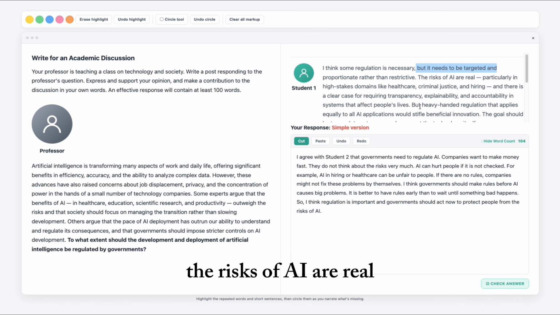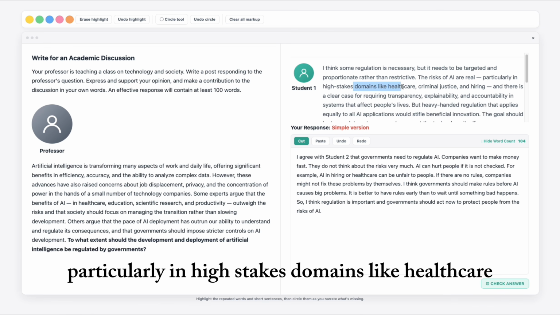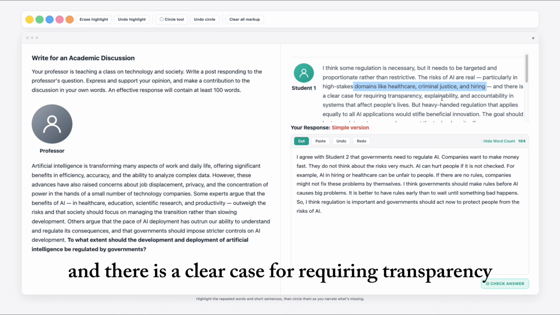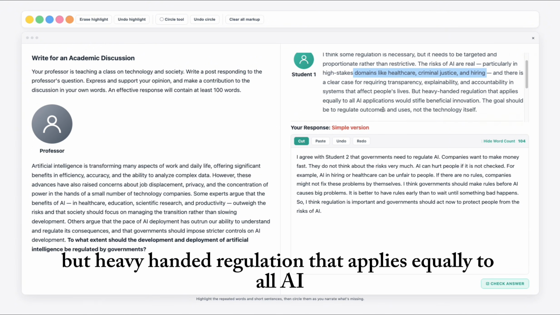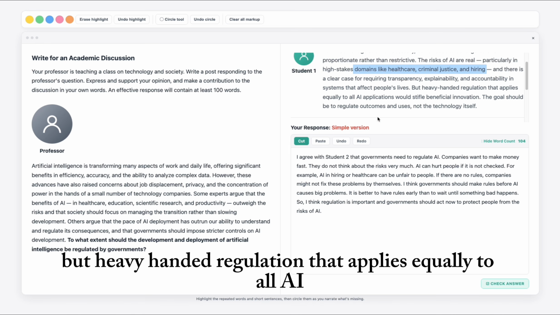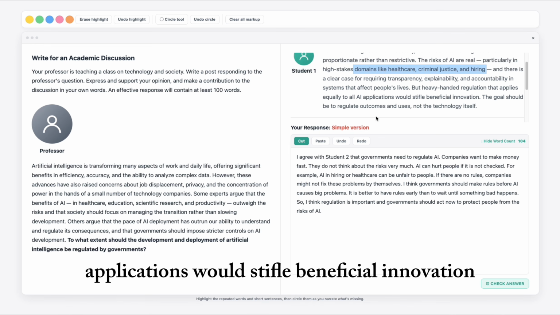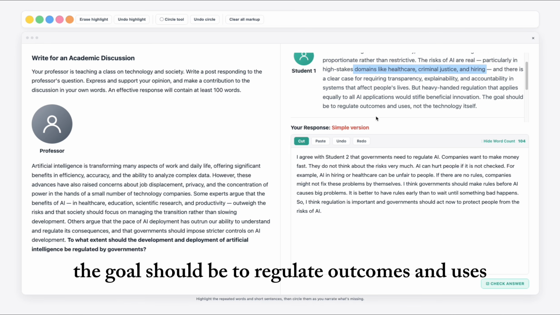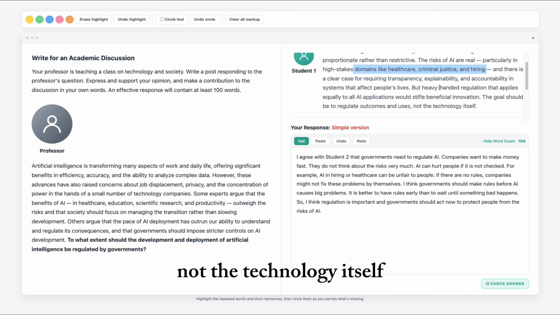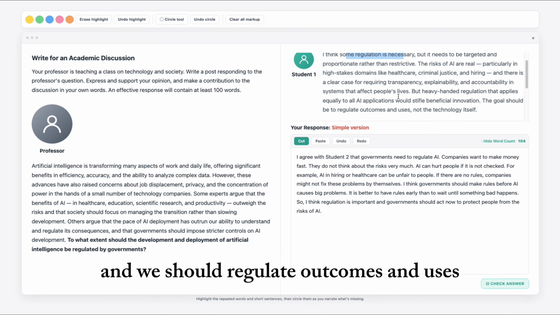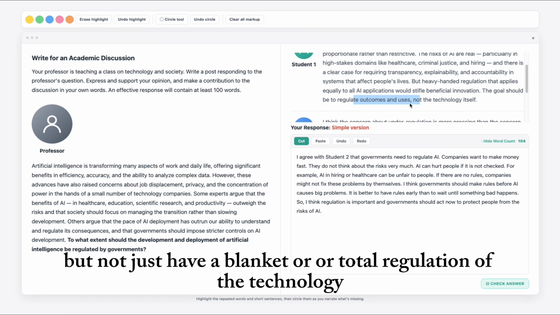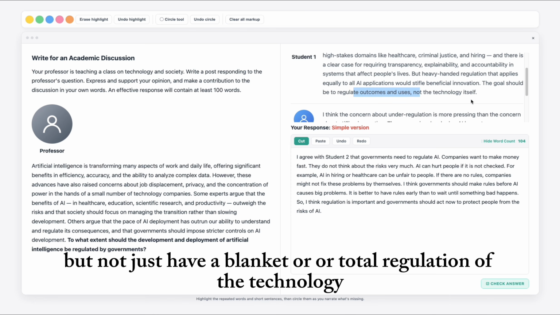The risks of AI are real, particularly in high stakes domains like healthcare, criminal justice, and hiring, and there is a clear case for requiring transparency, explainability, and accountability in systems that affect people's lives, but heavy-handed regulation that applies equally to all AI applications would stifle beneficial innovation. The goal should be to regulate outcomes and uses, not the technology itself. Okay, so student one is taking this idea of some regulation, and we should regulate outcomes and uses, but not just have a blanket or total regulation of the technology.